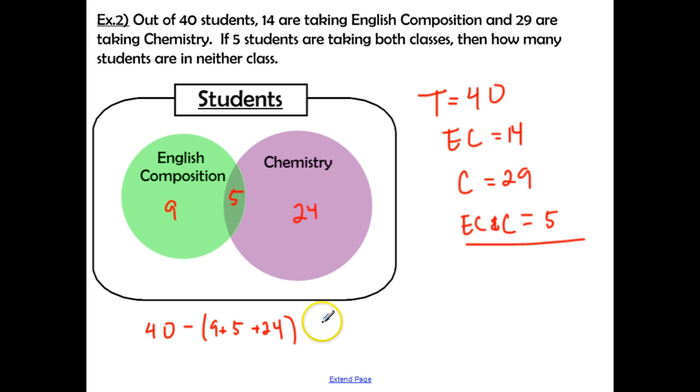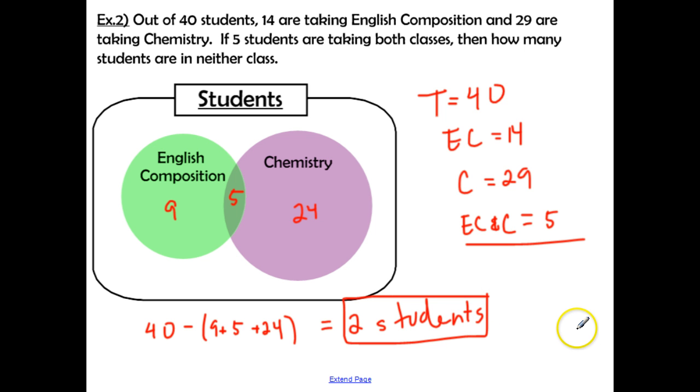So you should get an answer of 2 students. So we only have 2 students that are not taking English composition and or chemistry. Hopefully you got that right.